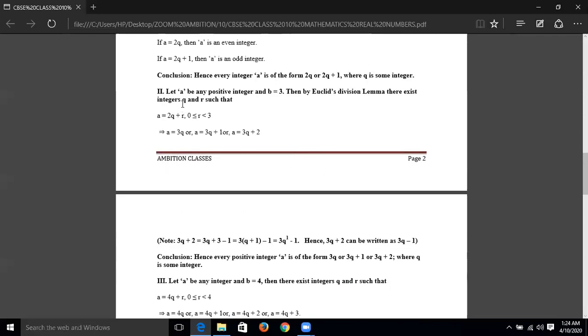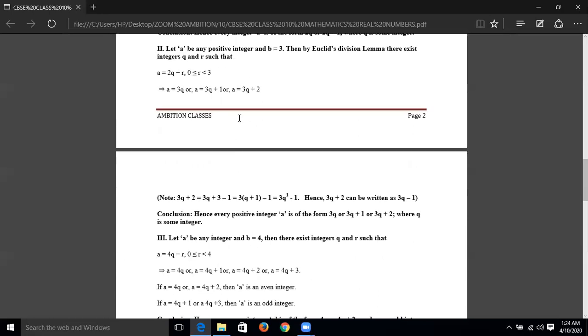Now, next, let a be any positive integer and b equal to 3. Then by Euclid's division lemma, there exist integers q and r such that a equals 3q plus r, where r is less than 3 but greater than or equal to 0. So a can be written as a equals 3q when r is 0, a equals 3q plus 1 when r is 1, a equals 3q plus 2 when r is 2. So a can be 3q, 3q plus 1 or 3q plus 2.